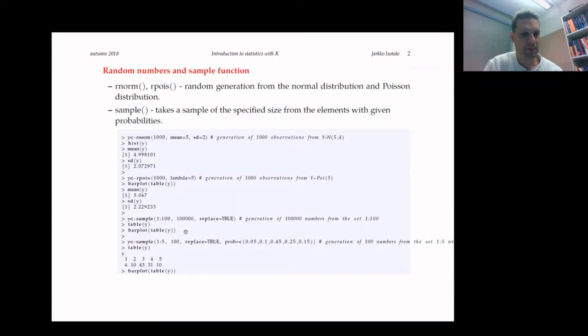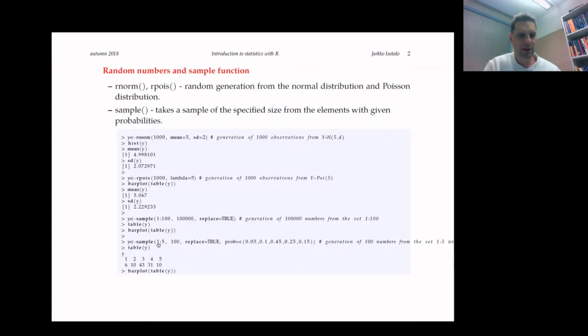and then we use again the bar plot to draw the graph of that table. A more complicated case is when we use sample, for example, with numbers from 1 to 5, and we want to generate 100 numbers from 1 to 5. Each time each of these numbers can occur, so we have this argument replace equals TRUE.